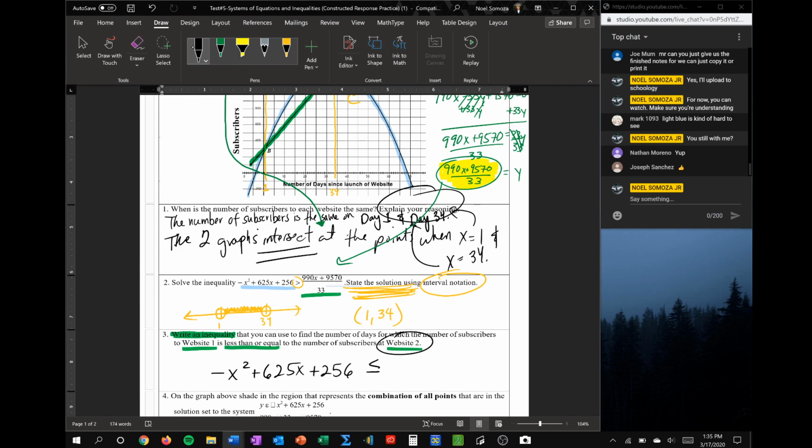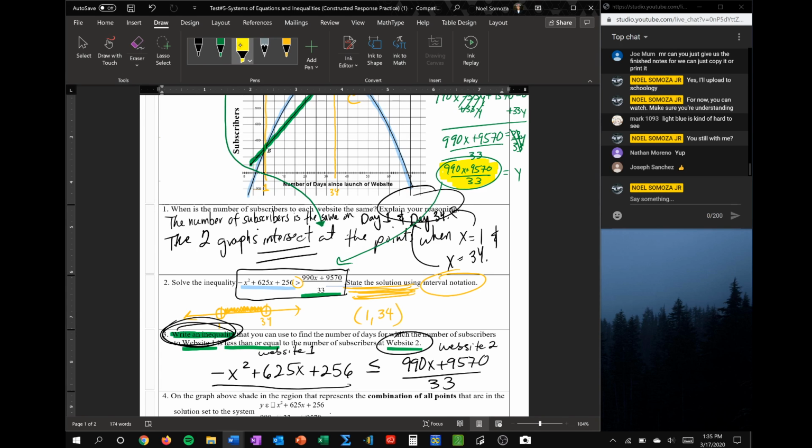And so now you're going to have website 1 is less than website 2. Website 2 is represented by 990x plus 9570 is less than 33. So very similar to what number 2 looks like. Take a look at number 2. Here in number 2, you had website 1 greater than website 2. In number 3, this represents website 1, is less than or equal to website 2. Because it's asking you to write the inequality only, not to solve, then you're done. That's your answer. You can leave it like this.